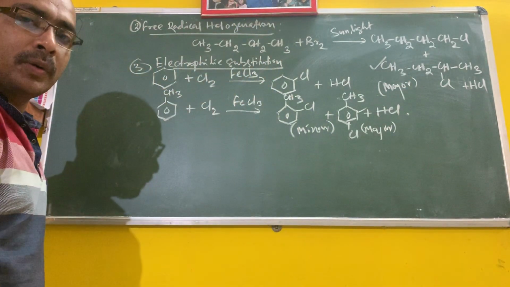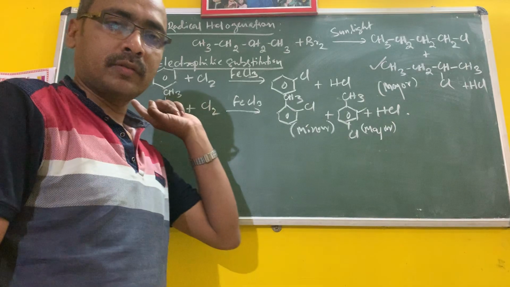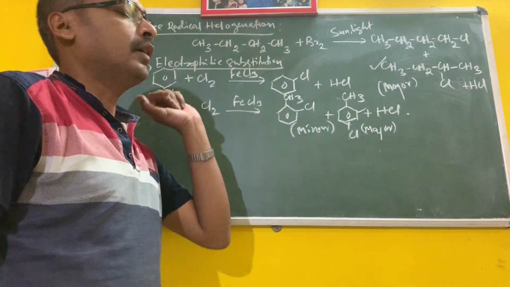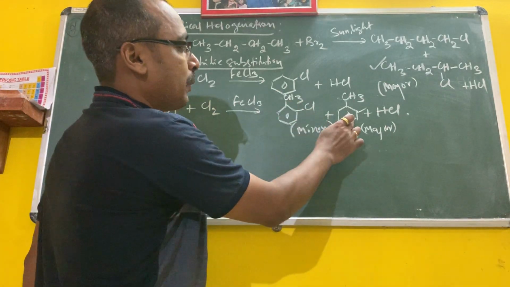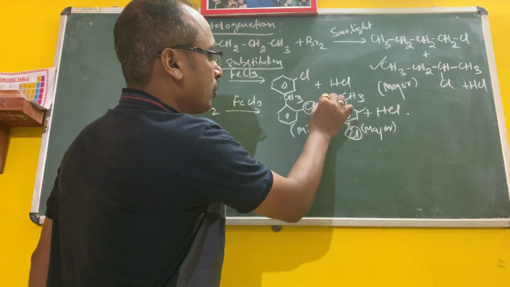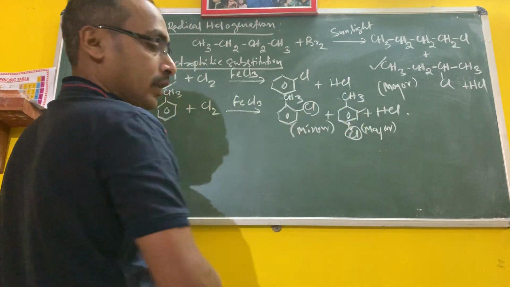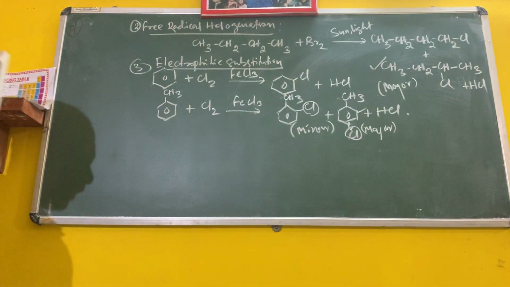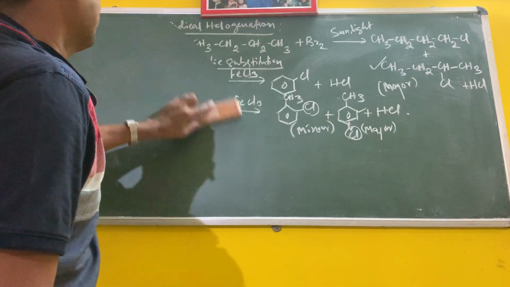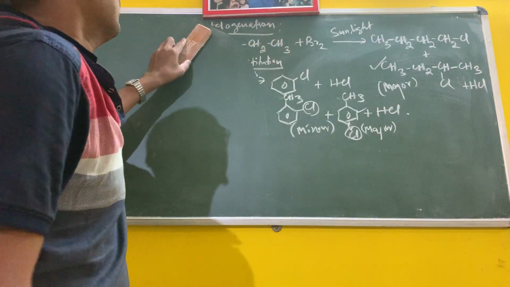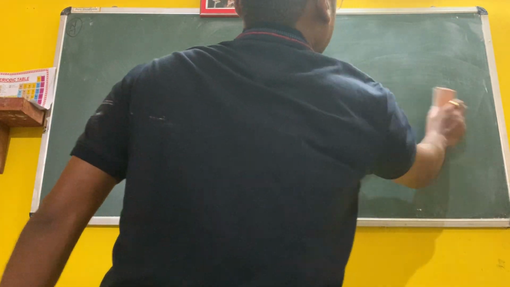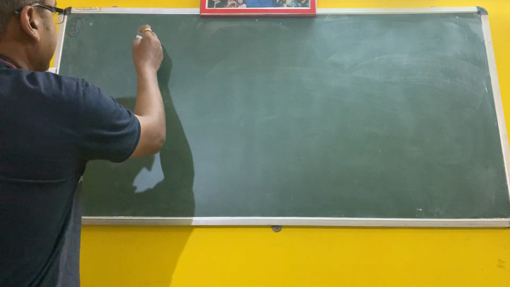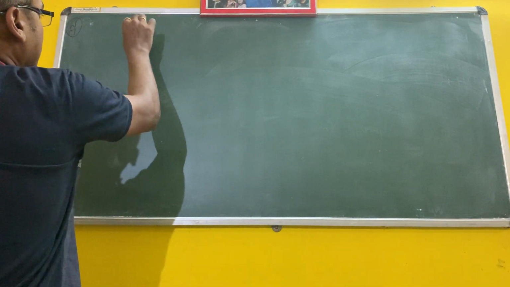So this is about the electrophilic substitution reaction. Here Cl plus is an electrophile that attacks and gives two products. This is your ortho product, orthochlorotoluene, and parachlorotoluene. Okay. So next is Sandmeyer's reaction. This one is most important. Sandmeyer's reaction. First, second, third, fourth.